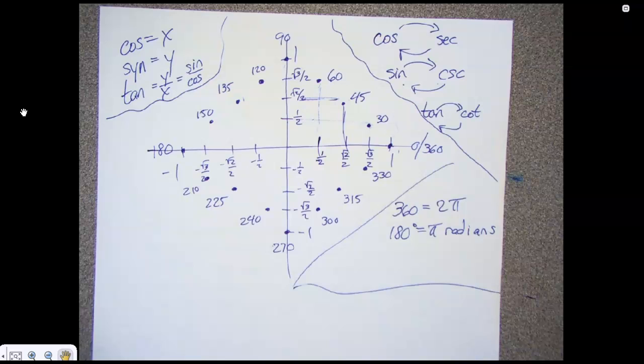Let's do one more of those radian ones. Let's say secant of 7 pi over 4. Remember, divide first and then multiply. It makes your life a lot easier.